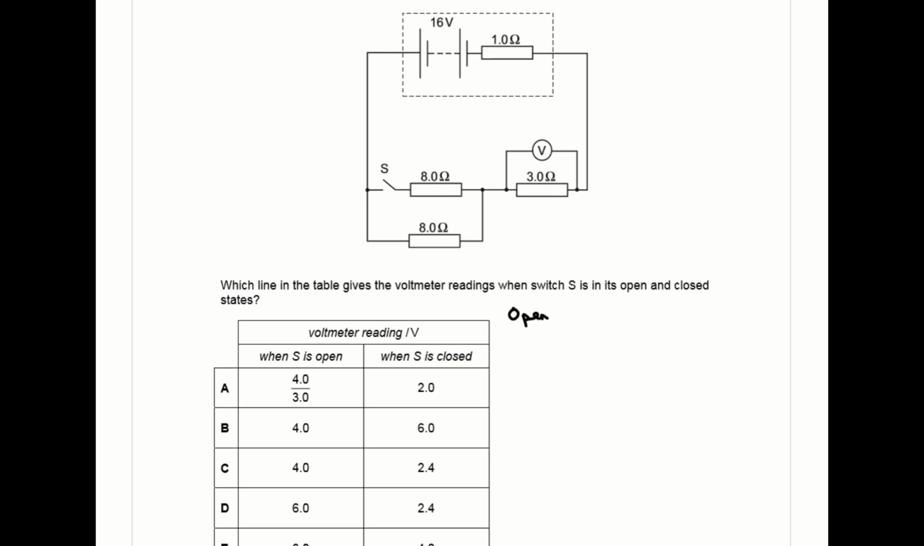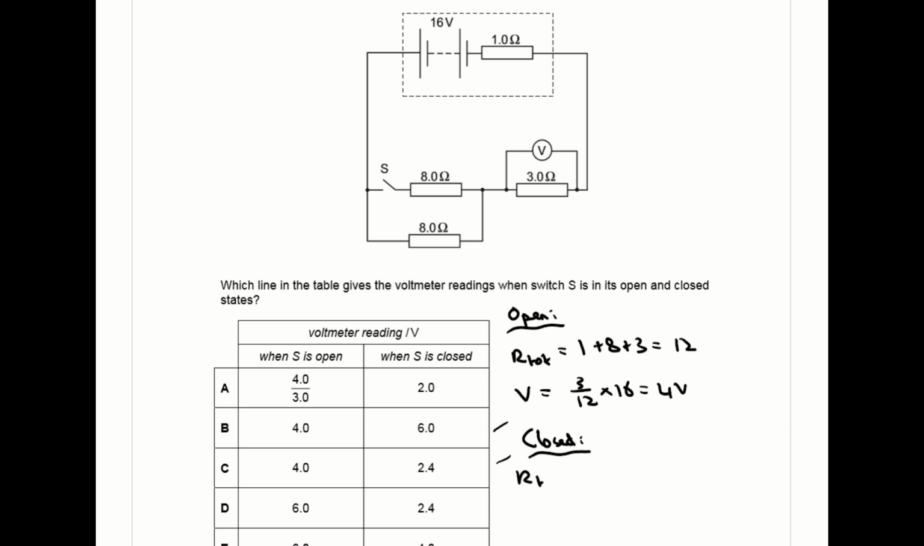Question 4 is pretty much a potential divider question. So when the switch is open, the overall resistance is 8 plus 3 plus 1, which is 12. So the voltage across the 3 ohm resistor is 3 over 12 times the total voltage, 16, which gives you 4 volts. When the switch is closed, you now have 8 ohms in parallel with another 8 ohms, which gives you a total parallel resistance of 4 ohms. So the voltage across the 3 ohm resistor is 3 over 3 plus 4 plus 1, which is 3 over 8 times 16, which gives you 6 volts.